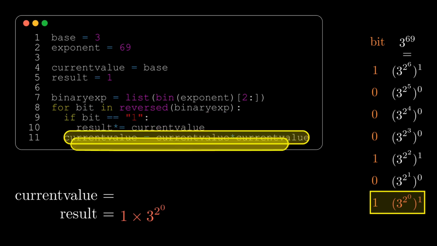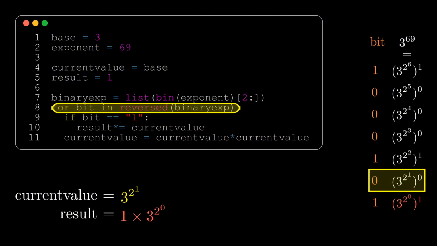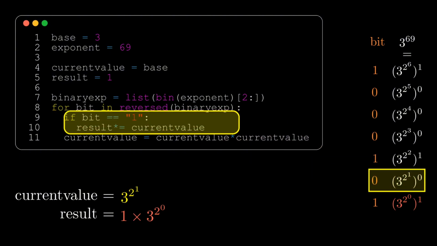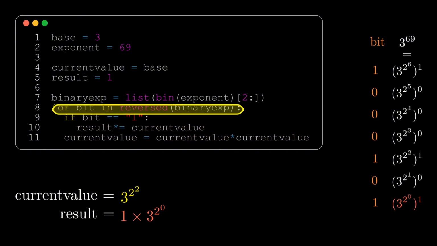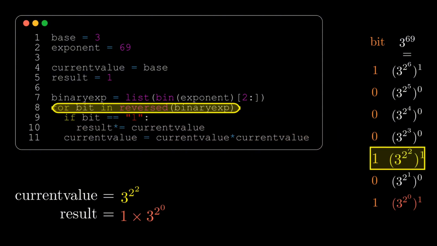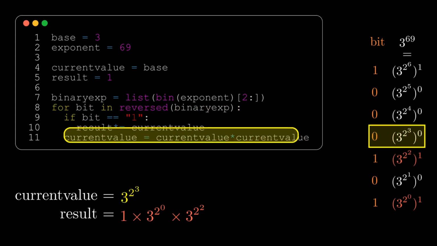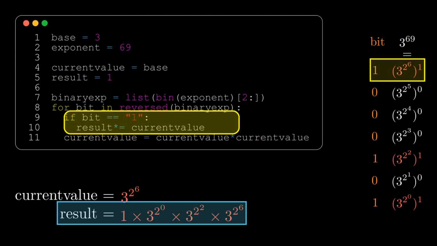Then we square current val to calculate 3 squared, which is 3 to the power of 2 to the power of 1. In the next iteration, the bit is 0, so the result remains unchanged, and we update current val to 3 squared squared. This process repeats for all bits, where we update the result only if the bit is 1, and continue squaring current val for the next power of 2. After 6 iterations, the result variable holds the final value of 3 to the power of 69.